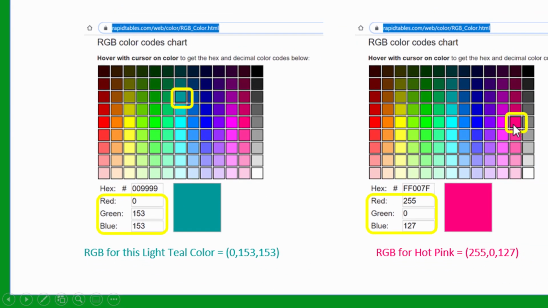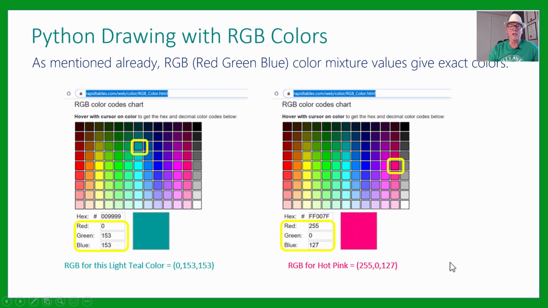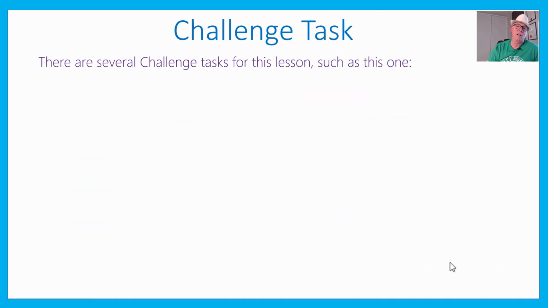If, however, you chose this hot pink color over here, you'll see that that has no blue in it, and that is made by mixing red, a lot of red, 255, the max amount of red, with no green and about half as much blue. And that will actually give you, red plus blue will actually give you hot pink. Okay, so the RGB color value for that one is 255, 0, 127. But we're going to cover that in a lot more detail when we get into the step-by-step lesson.